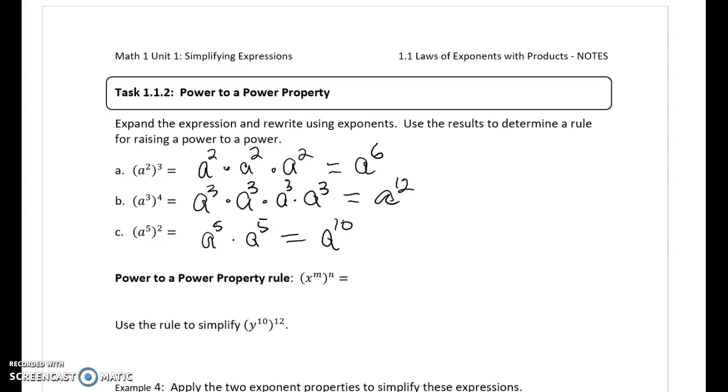All right, so I want you to take a moment to think about how we can shortcut this. How can we take a look at our original problem here, and how can we shortcut it to get us to our final answer? Is there a way?